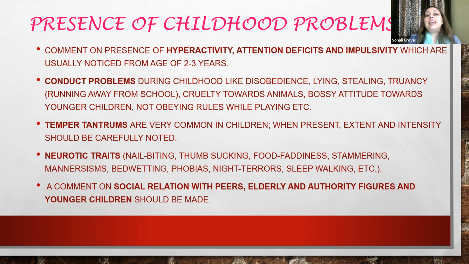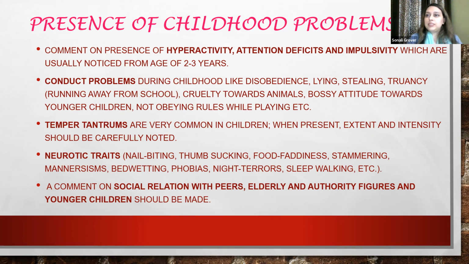Neurotic traits like nail biting, thumb sucking, not eating, stammering, bedwetting, some kind of phobias or night terrors. You should always ask about their sleep pattern, their food patterns, how was it when they were young, were they able to eat properly, were they able to drink properly? So in detail, while talking, you can ask all of these things.